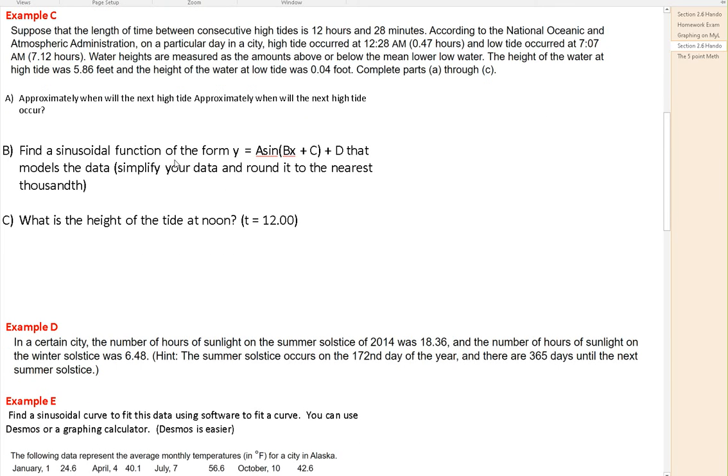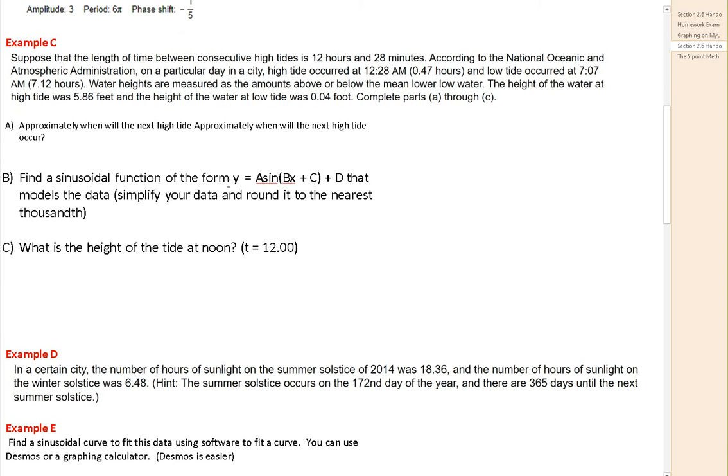All right. I think first things first, we got to figure out a function like this: y equals a sine bx plus c plus d. We need something that models that data pretty carefully. So first things first, let's figure out what a is. Now to figure out what a is, we need to know the amplitude. So what information do I need to know to figure out the amplitude? Well, let's see. This is example C. Well, the amplitude is going to be half the distance of the high tide minus the low tide. So as far as the amplitude is concerned, I'm going to take 5.86 feet and 0.04 feet and do what? Well, what am I going to do with those two numbers to give me the amplitude?